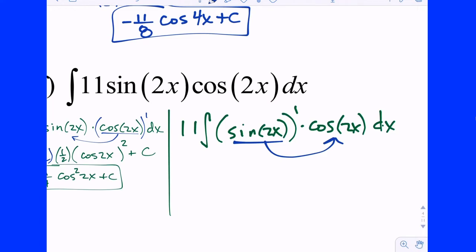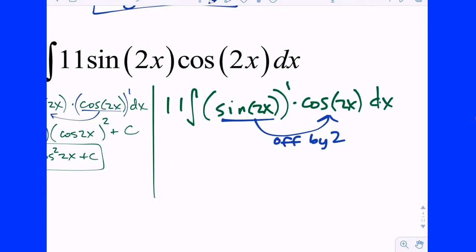Cosine of 2x times 2. So we get the critical cosine of 2x part. We're only off now by a positive 2. So now the cosine of 2x can get packaged back up. The 11 goes along for the ride. We're only off by a 2, so we have a correction of a positive 1/2.